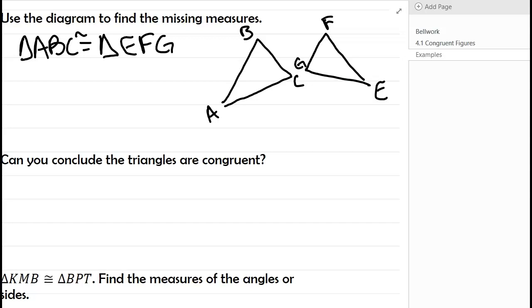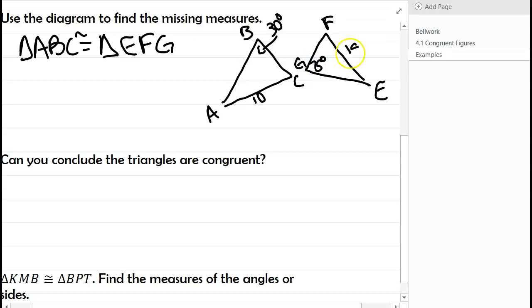Okay, so angle B, we're going to say that angle B is 30 degrees. Side AC is 10. Angle G is 75 degrees. And side EF is 15. So that's the information we are given.